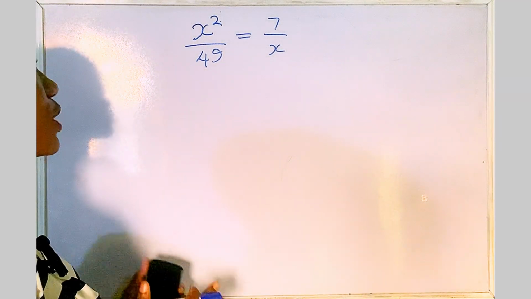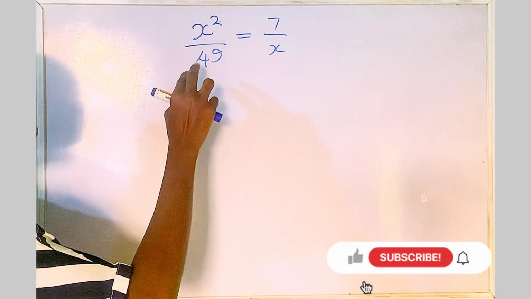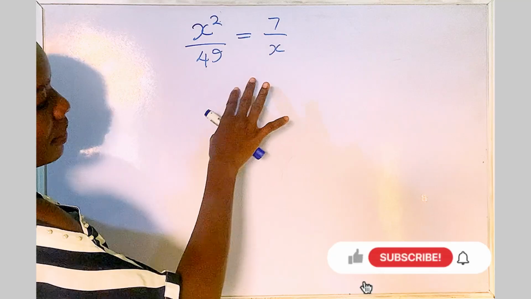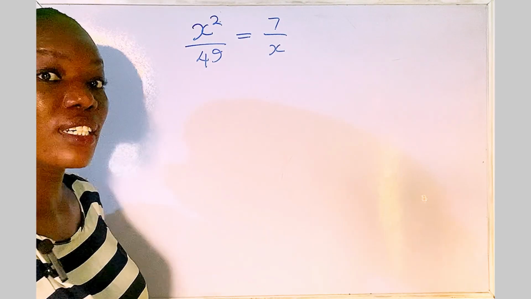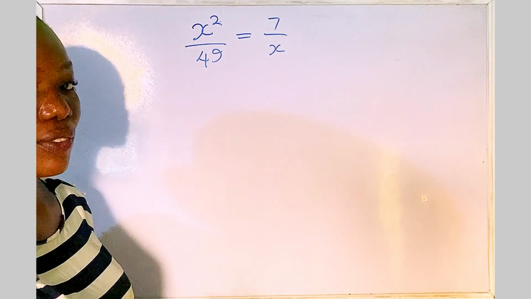Hello guys, let's solve this beautiful equation together. We have x to the power of 2 all over 49 is equal to 7 all over x. And we have to find the value of x in this equation.